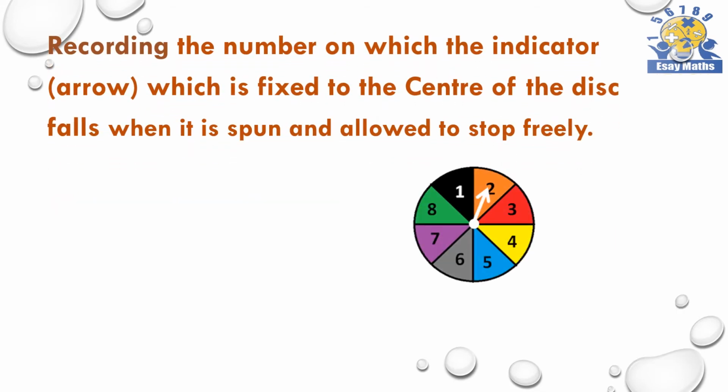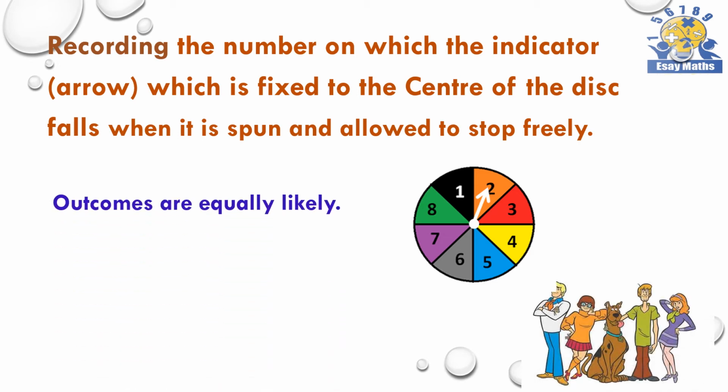Now we are considering the random experiment recording the number on which the indicator, which is fixed to the center of the disk, falls when it is spun and allowed to stop freely. Here you can see that the disk has been divided into 8 equal portions. All the portions are the same in size. So all the possible outcomes are equally likely.